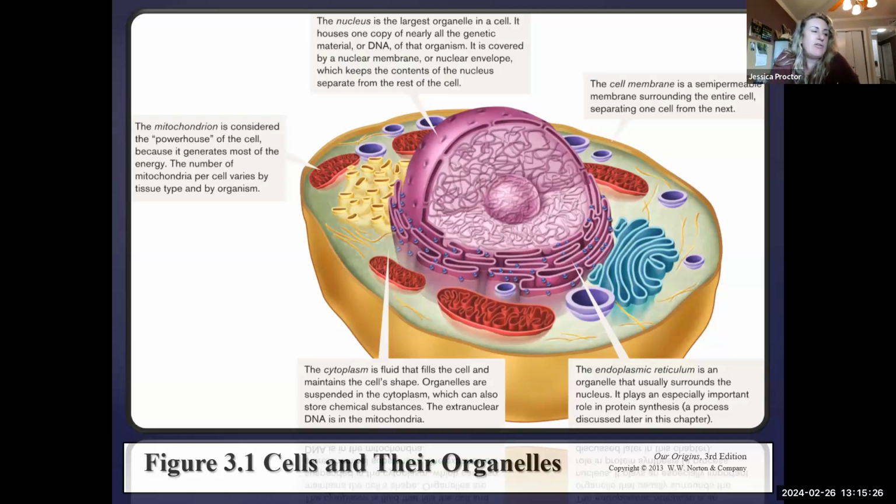It contains all of the instructions for our physical structures, and that's why we care about the nucleus in this class, because we are going to learn about Punnett squares and how to calculate genotypic frequencies. So that will become important later on in this chapter.